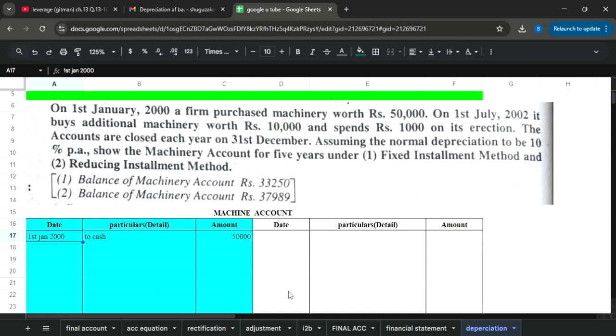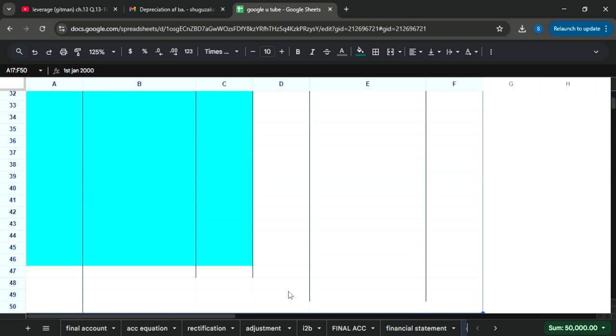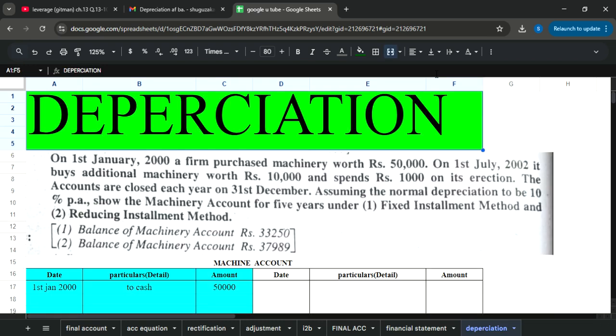Now after entering our asset on the debit side, we will proceed in a normal way. We'll enter the depreciation, and here a little more size would be increased and I would be centering all the document. Okay guys, so the first entry has been completed. You have purchased an asset, to cash and 50,000.